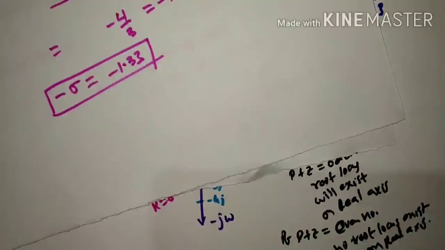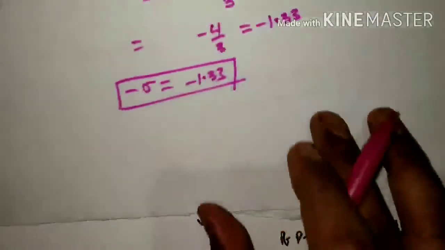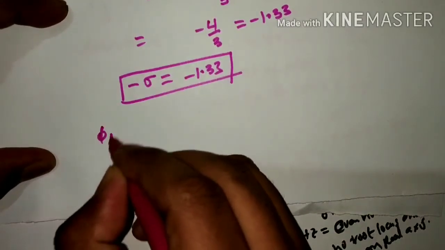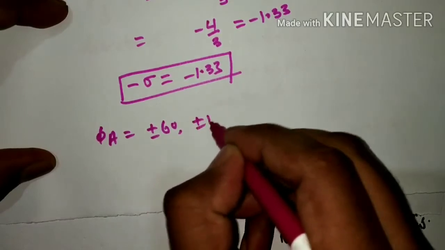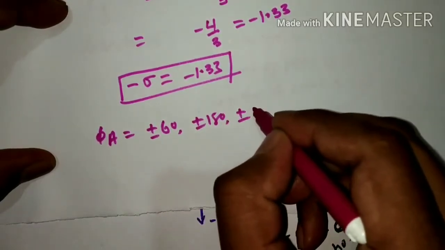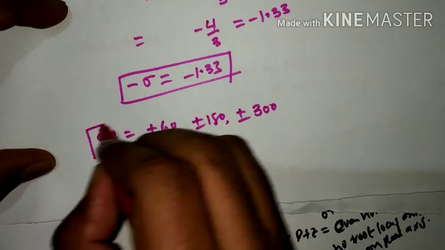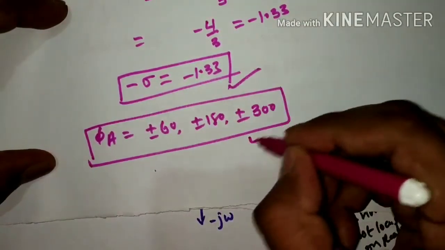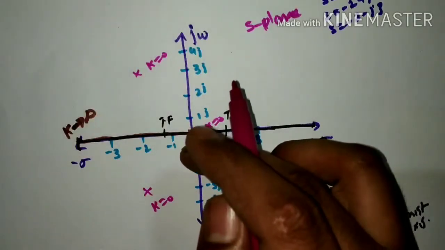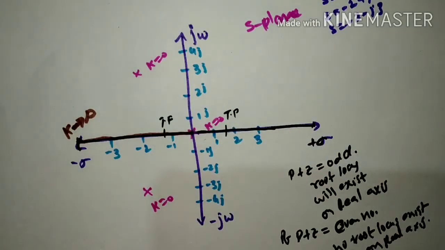So what is the angle of asymptotes? I'm going to write here. Our angle of asymptotes phi a is equal to plus or minus 60 degrees, plus or minus 180 degrees, plus or minus 300 degrees. So this is your asymptotes and your centroid is this one. Now we are going to locate them on the S plane. First, locate the centroid at minus 1.33.